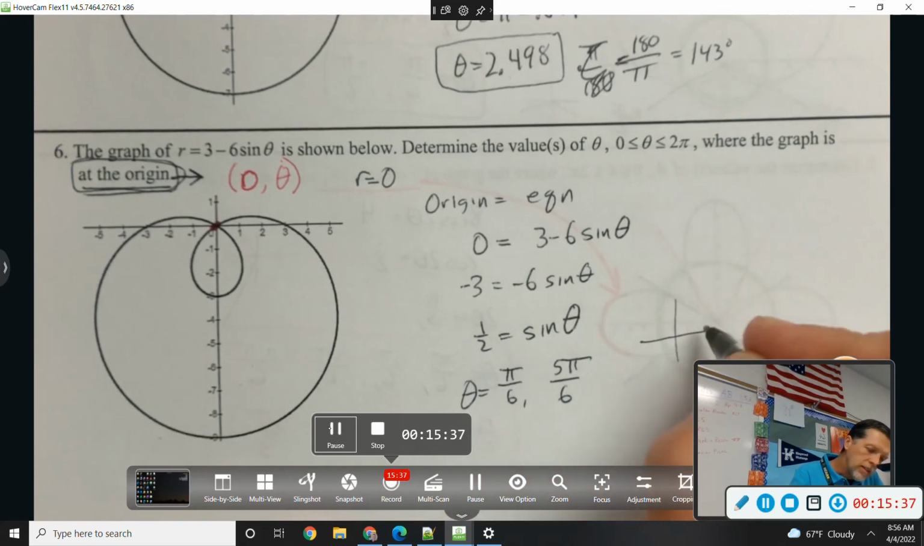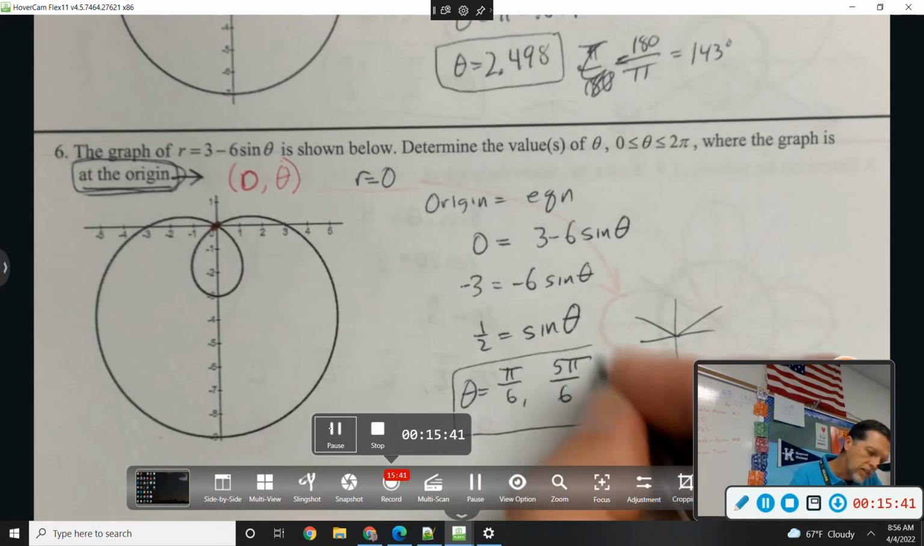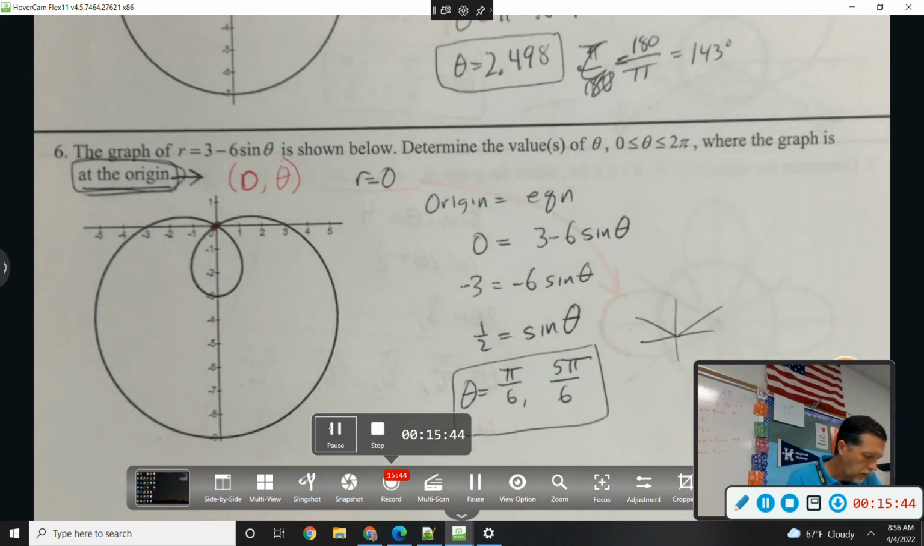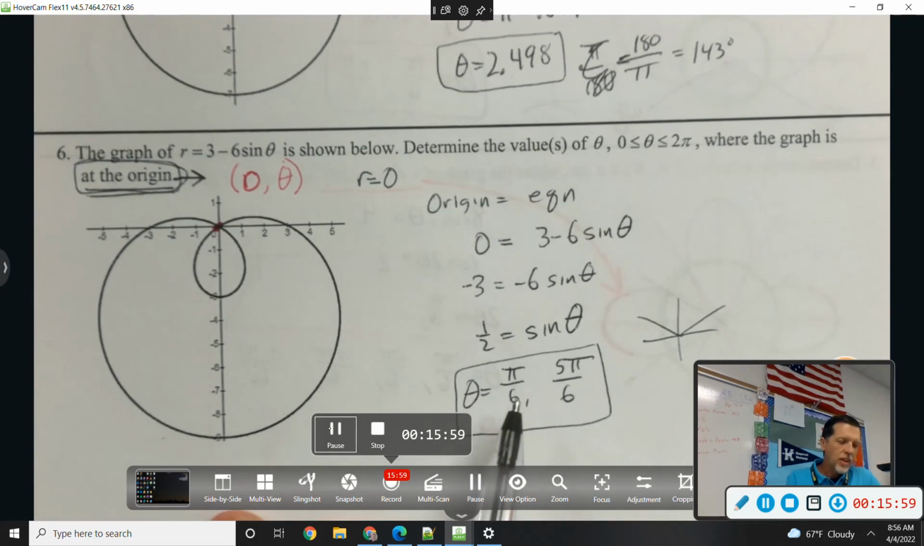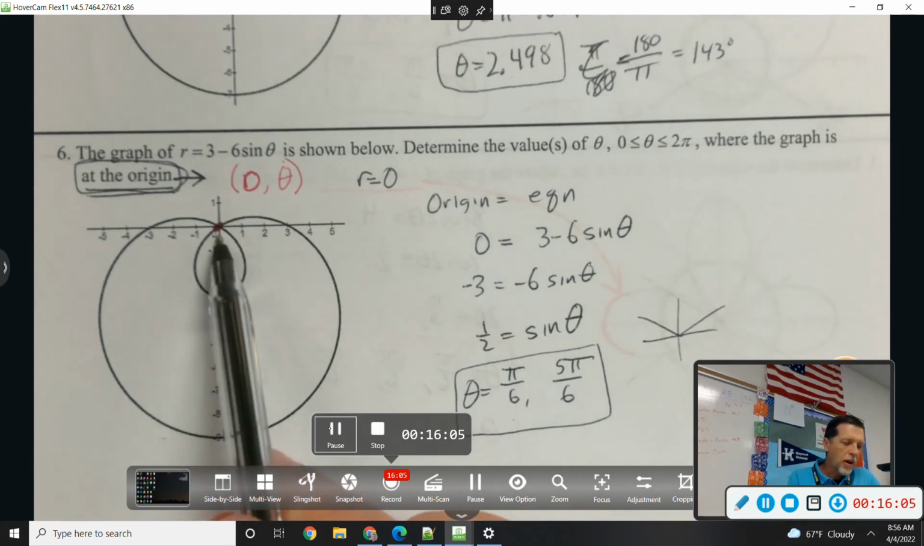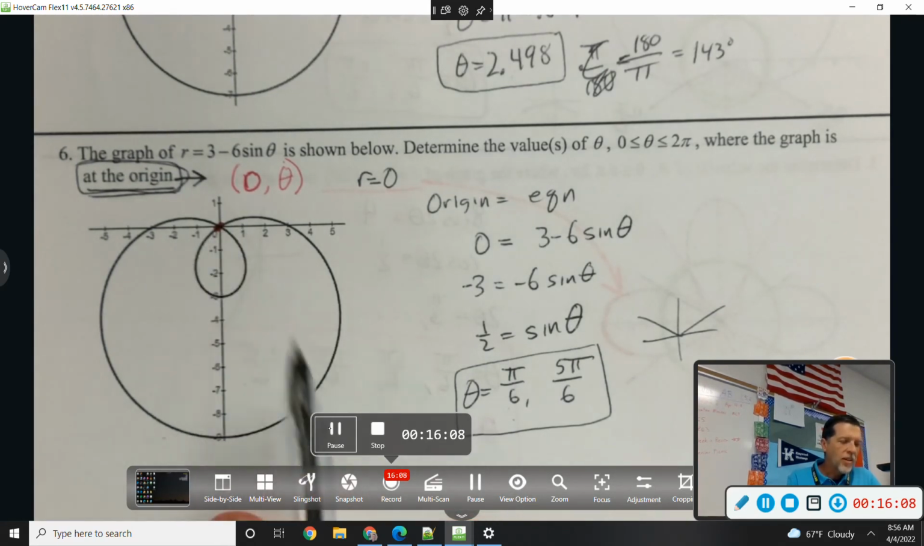Let's see, sine is 1/2 at pi over 6 and 5 pi over 6. And so that's all that we need. That's when it goes through the origin. But for calculus, that's where the inner loop starts and stops. It starts at pi over 6 and it ends at 5 pi over 6.